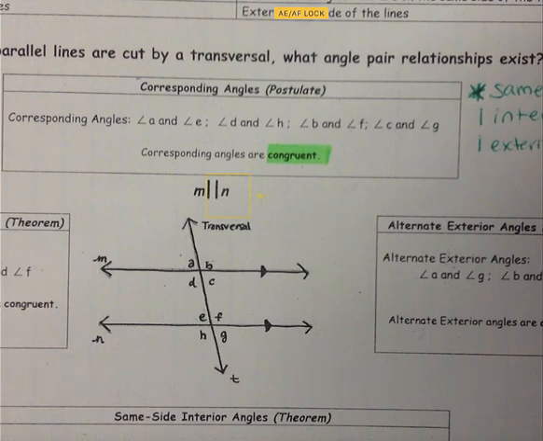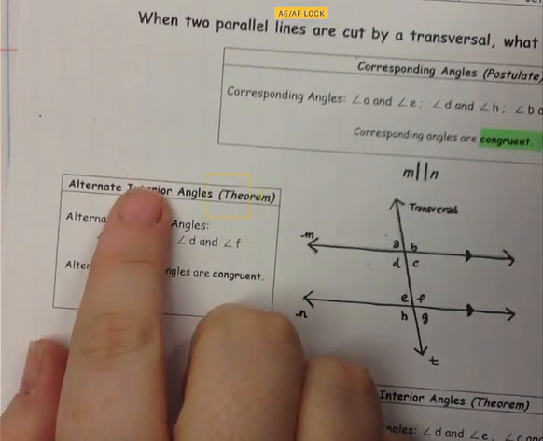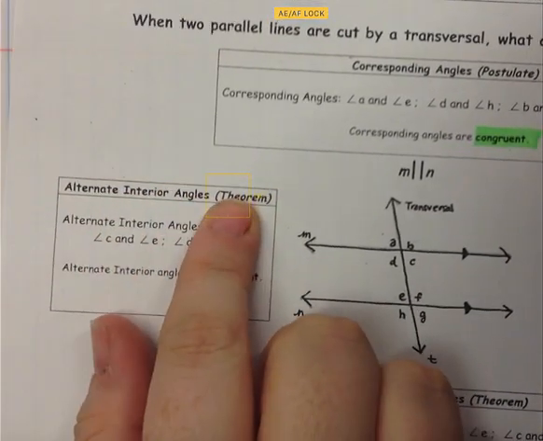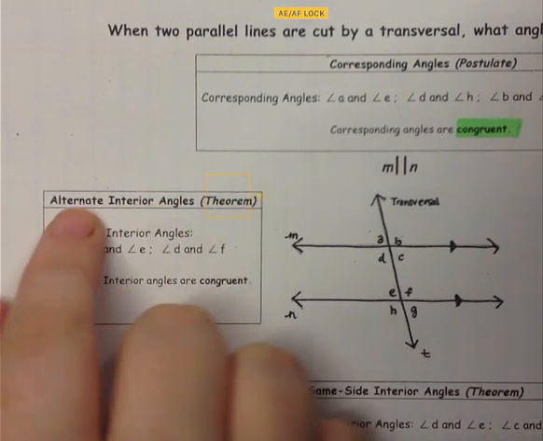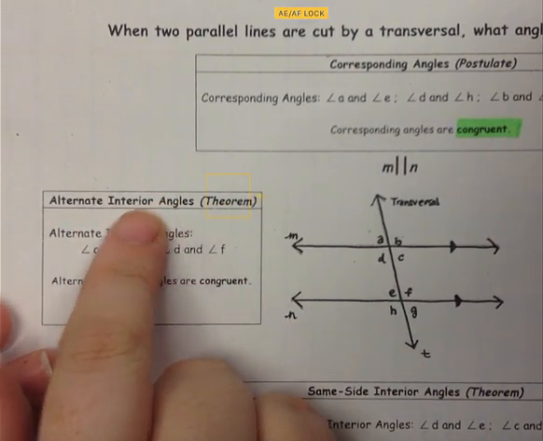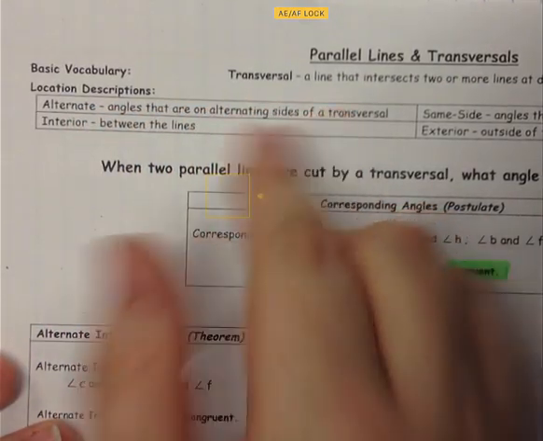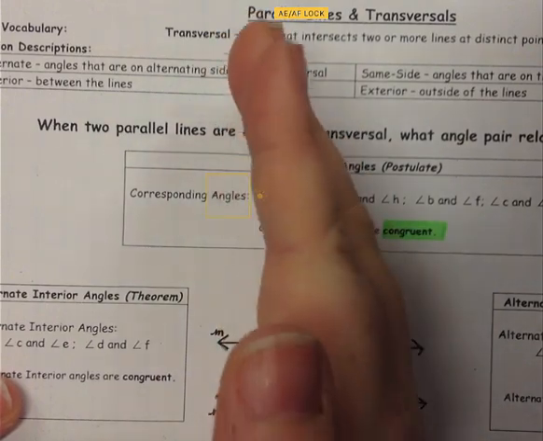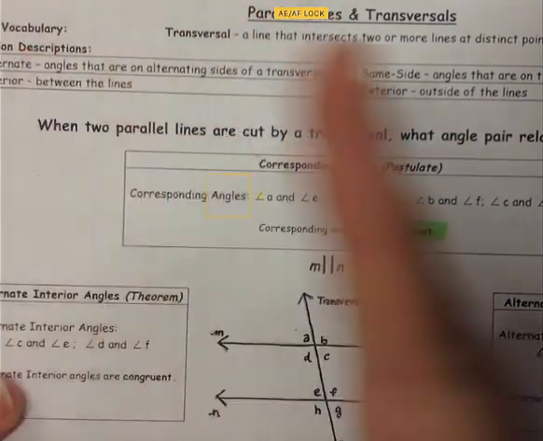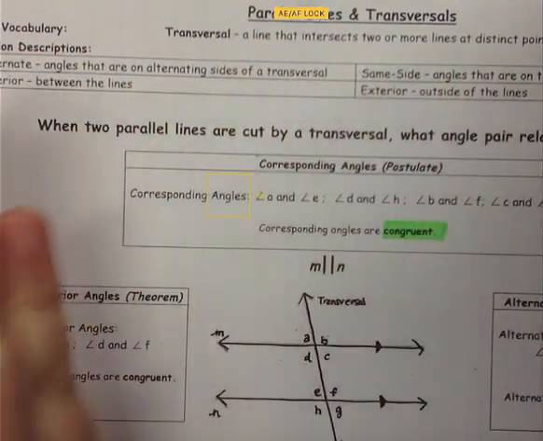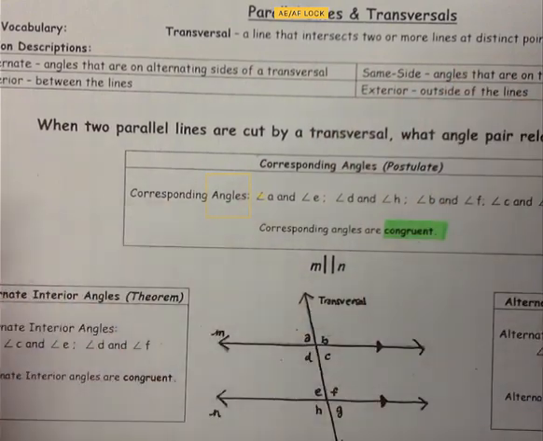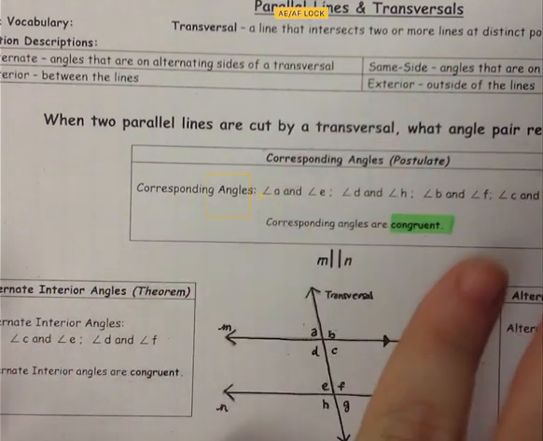The next one we're going to look at are alternate interior angles. This is a theorem, so this can be proven. Alternate interior. So we got to understand again what alternate means. Alternate are angles that are on alternating sides of a transversal. So if a transversal is going up and down, the sides are left and right. So we want to talk about left and right. So one angle has to be on the left, one angle has to be on the right.